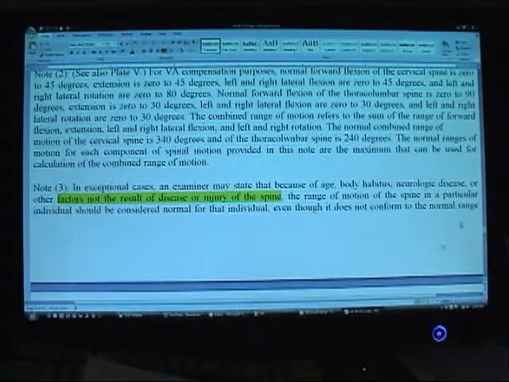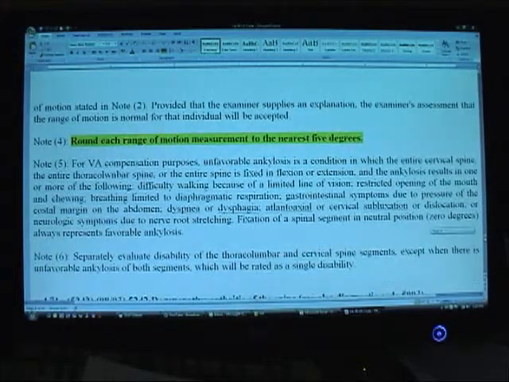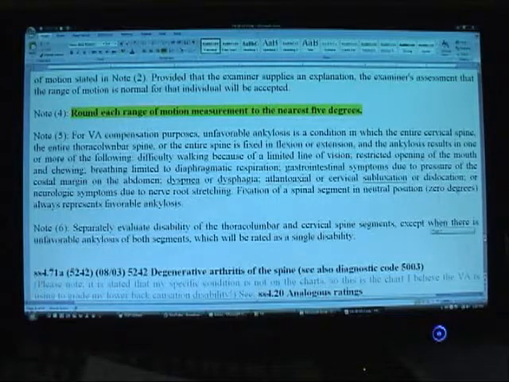in exceptional cases, an examiner may state that because of age, body habitus, neurologic disease, or other factors, not the results of disease or injury of the spine, the range of motion of the spine in the particular individual should be considered normal for that individual, even though it does not conform to the normal range of motion stated in Note 2, providing that the examiner supplies an explanation. The examiner's assessment that the range of motion is normal for that individual will be accepted.